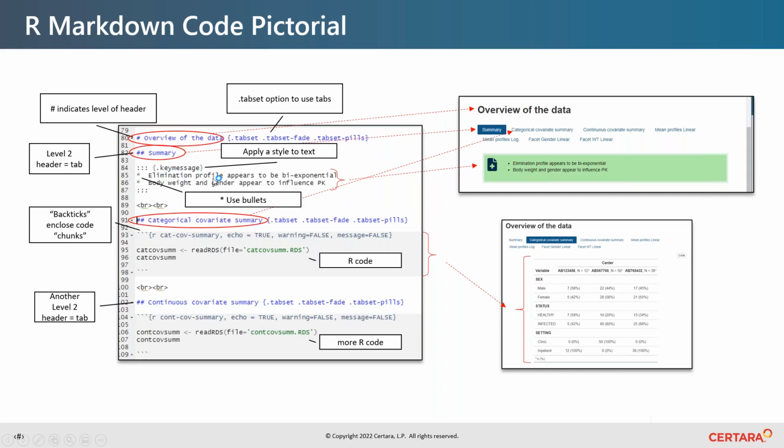We have some text: the elimination profile appears to be biexponential, body weight and gender appear to influence PK. We've used a star to indicate bullets. So very, very flexible capability within R Markdown. And finally, the text enclosed in these triple colons with this key message indicator here is saying, I want this text to appear in a green box with this little icon here, with this little shaded area around it.